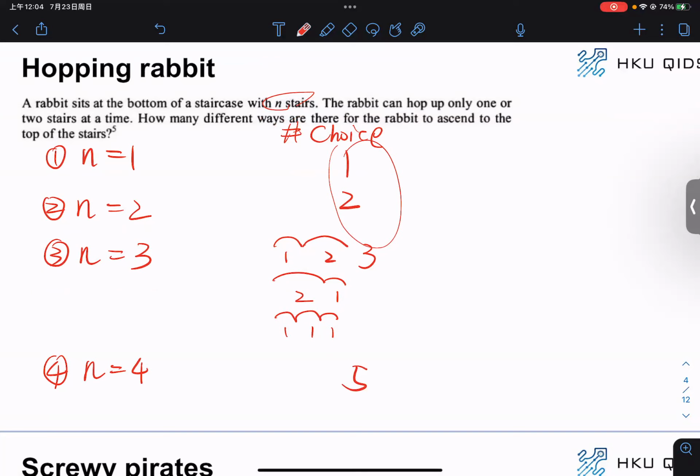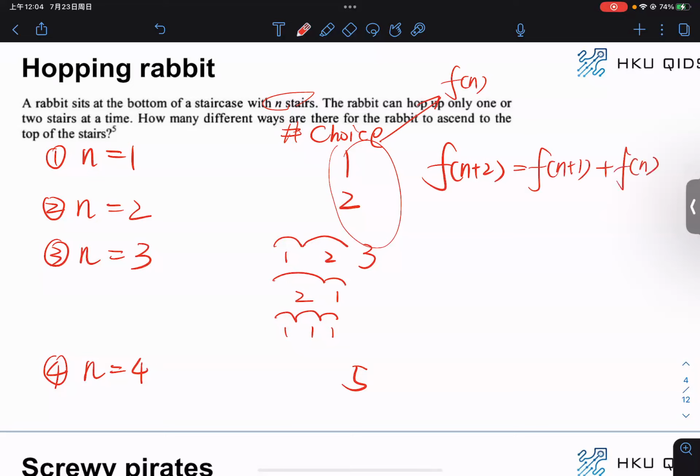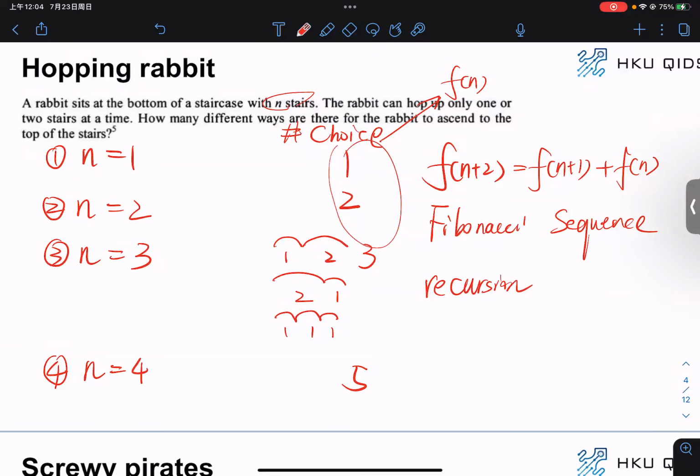And what can we see? We can find that if we call Fn the number of choices, Fn+2 equals Fn+1 plus Fn. So this is what? This is a Fibonacci sequence. So how many ways are there for a rabbit to ascend to the top of the stairs? Then we just need to do the recursion of a Fibonacci sequence, which is going to have Fn equals Fn-2 plus Fn-1.